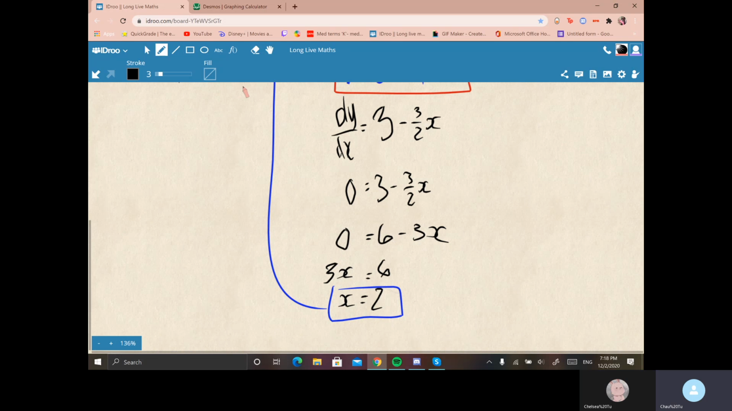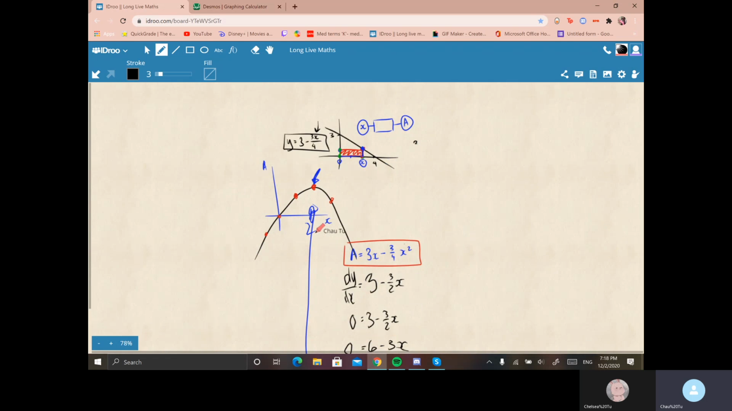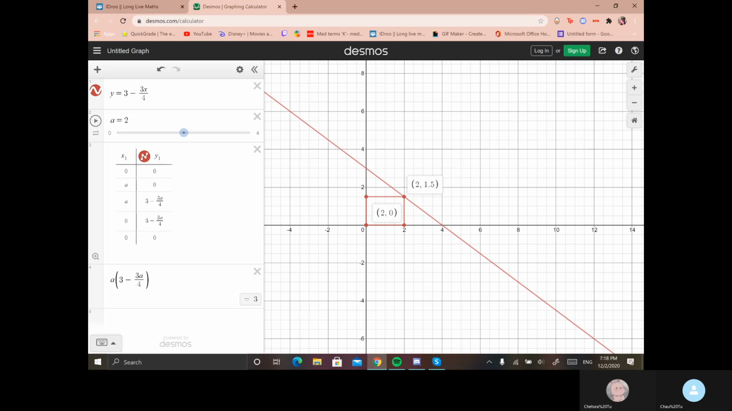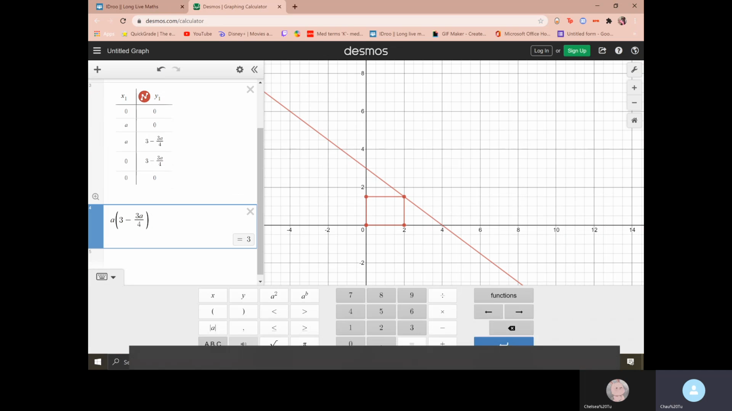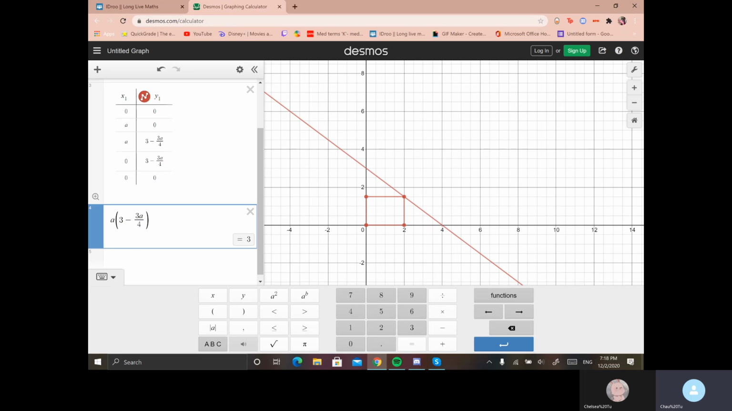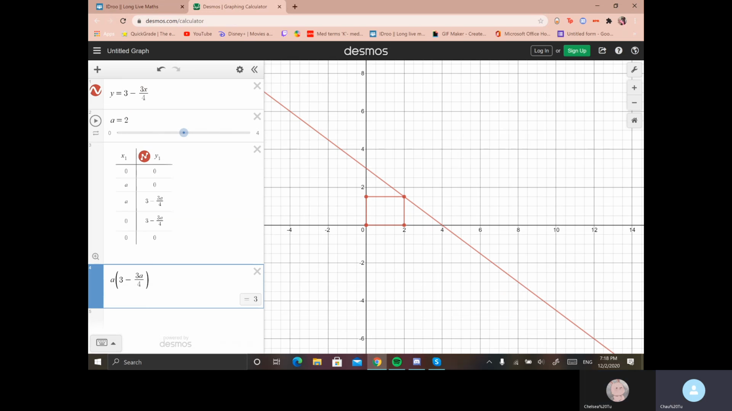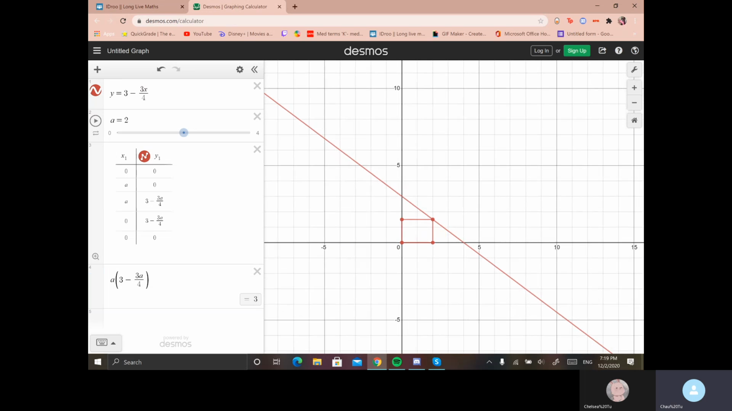Okay, Chelsea? So going back to Desmos, place A on 2, that will give you the biggest area. What's the biggest area? 2, the biggest area is 3. Yeah, okay, look, when the width of the rectangle is 2, and then if you know the width is 2, then you can always work out the height by putting it into the straight line. Do you see that, Chelsea?